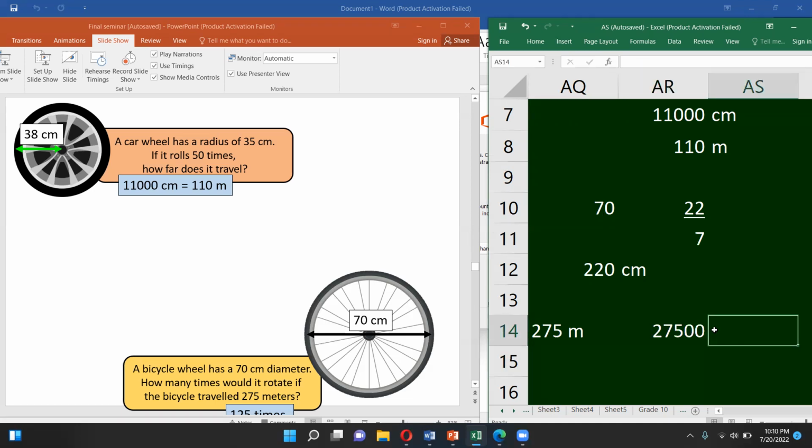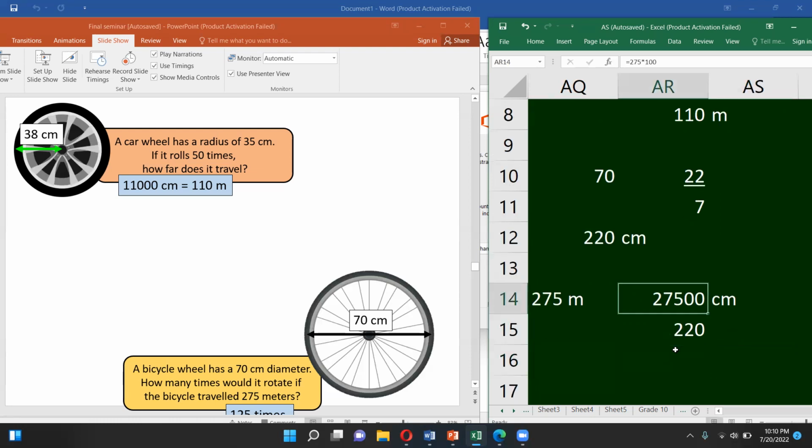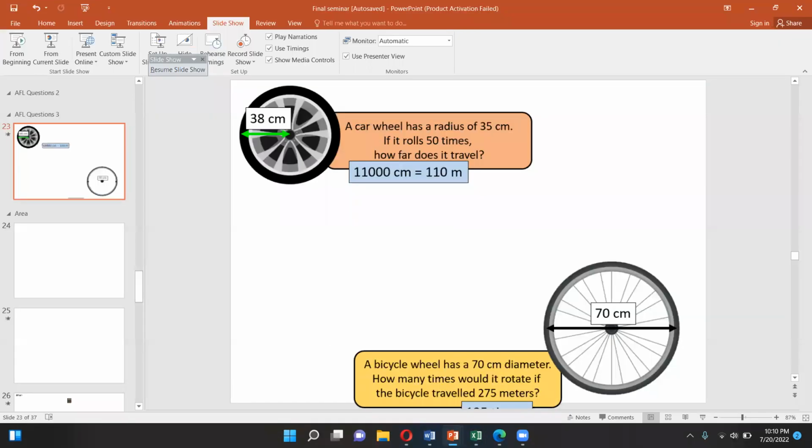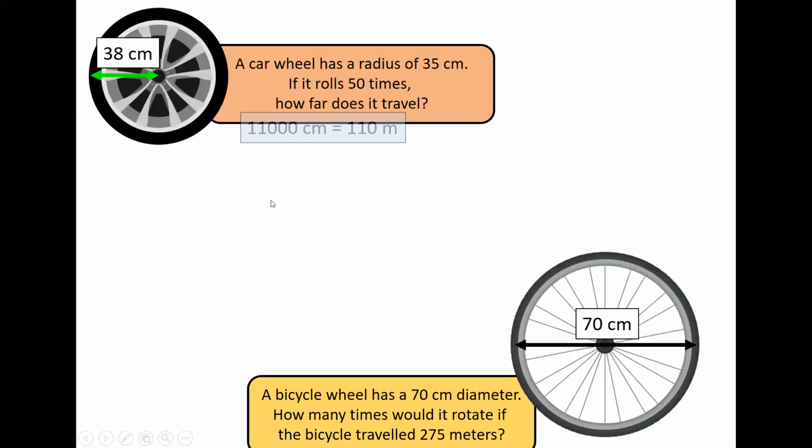In centimeters we have 27,500. That divided by 220. How many times did it rotate? So the answer is 125 times. Is it clear?